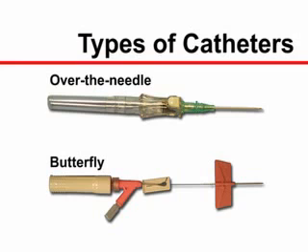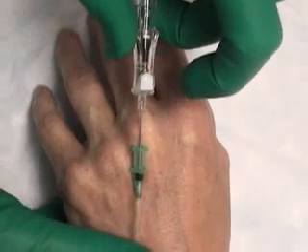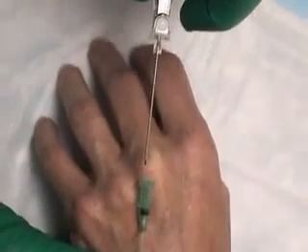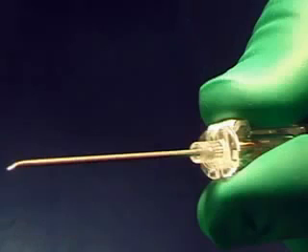The butterfly catheter comes with attached tubing, whereas the over-the-needle catheter does not. For both catheters, the steel inner needle is removed, leaving only the plastic cannula in the vein. Different safety mechanisms have been developed to minimize the possibility of inadvertent needle sticks.